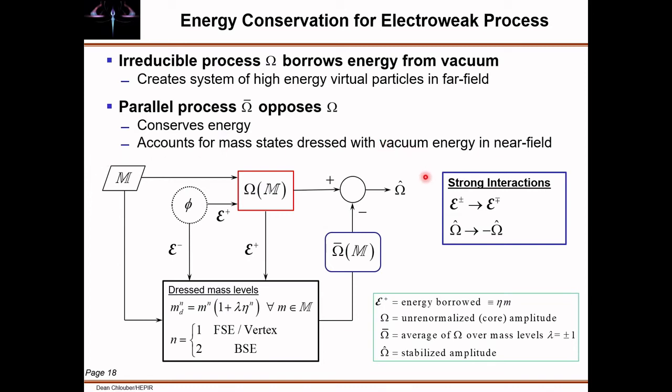We can represent this in a diagram for electroweak processes. But for strong interactions, all we need to do is to interchange the energies that were borrowed from the vacuum in this diagram. And the sign of the stabilized scattering amplitude is just reversed. So let's see how this occurs.